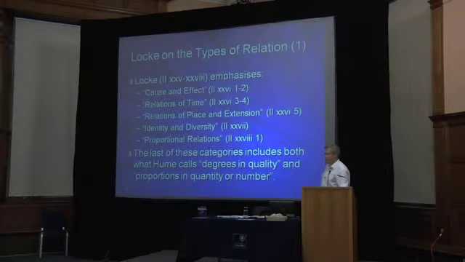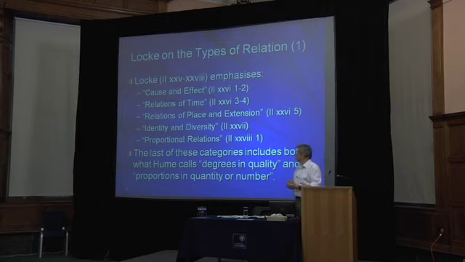So Hume's theory of relations actually develops from Locke's. And I think if we take a look at what Locke is doing with his theory of relations and compare Hume's to his, it sheds a lot of light on what Hume is up to. So here's a list of relations that Locke emphasizes in his chapter of the Essay Concerning Human Understanding. Now, the last category here, proportional relations, will include two different categories for Hume: degrees in quality and proportions in quantity or number. So Hume distinguishes those, but they clearly correspond to Locke's proportional relations.